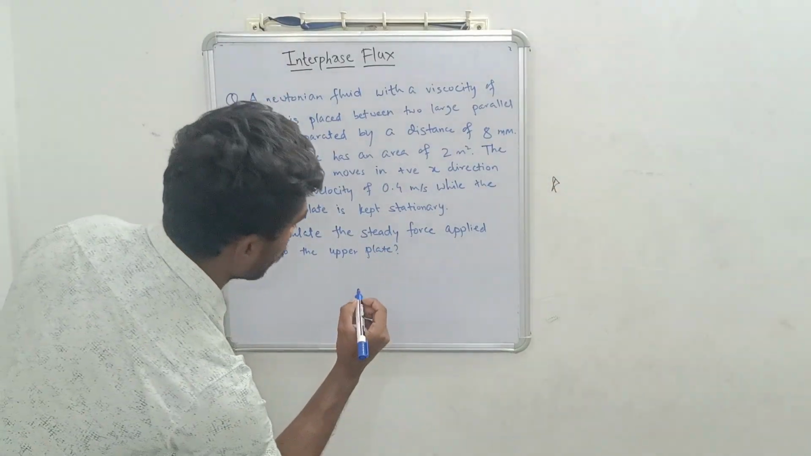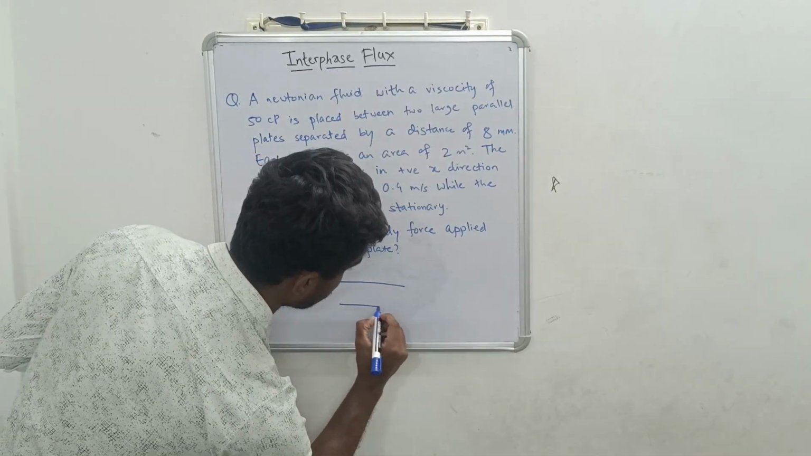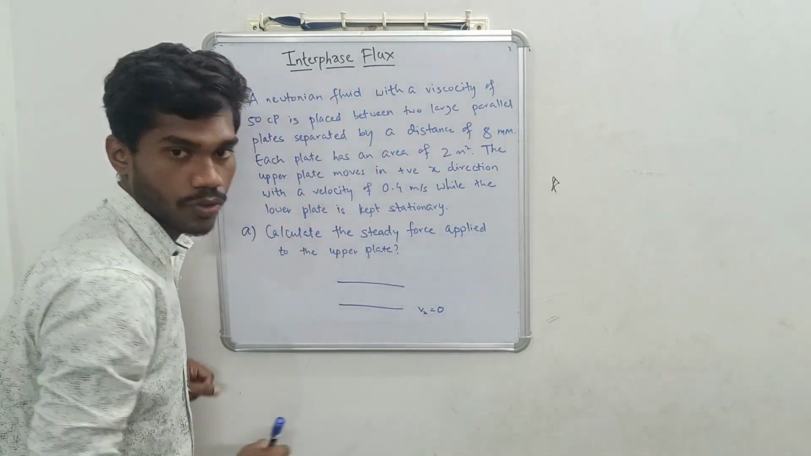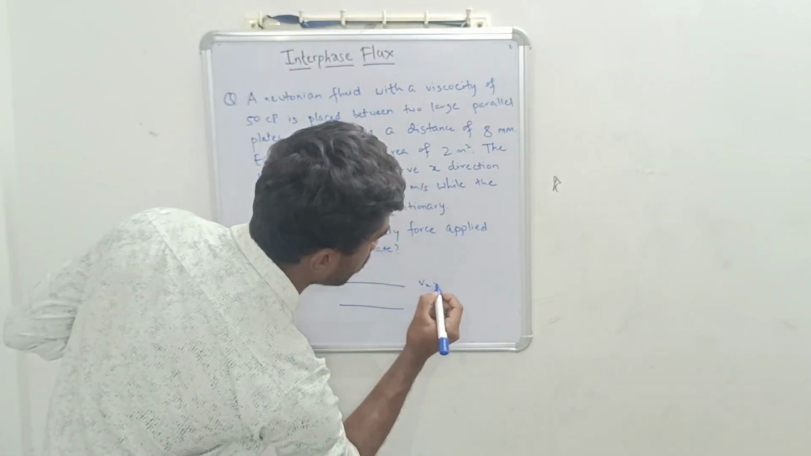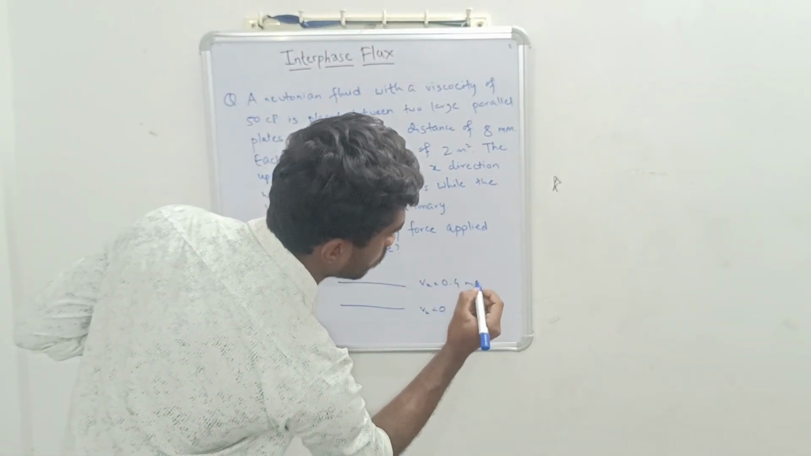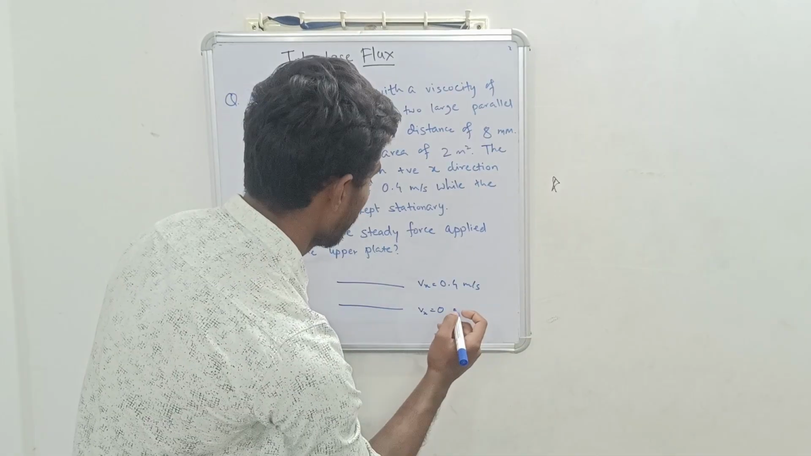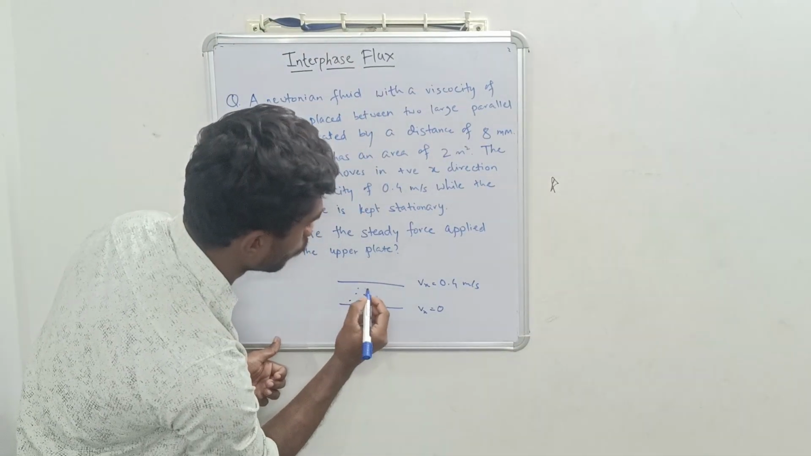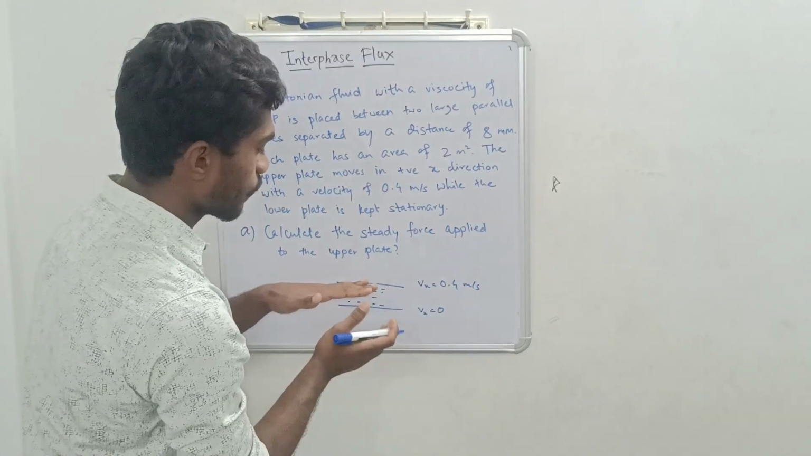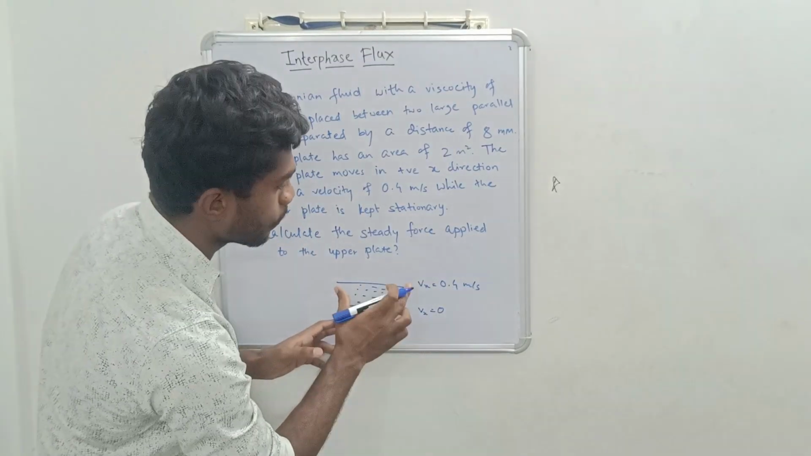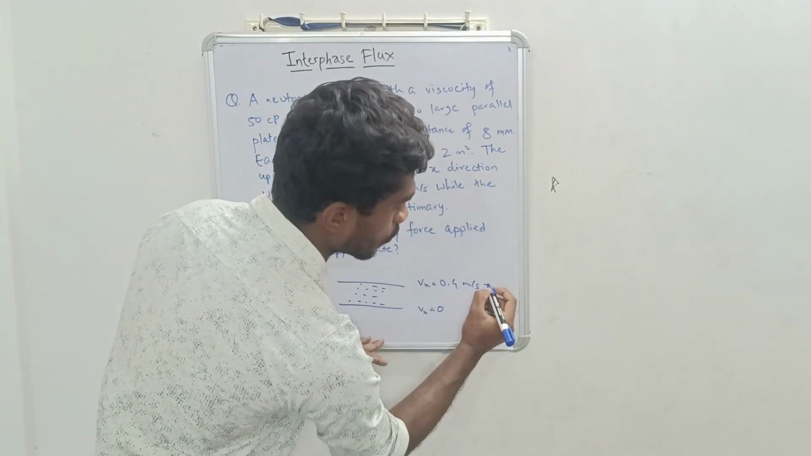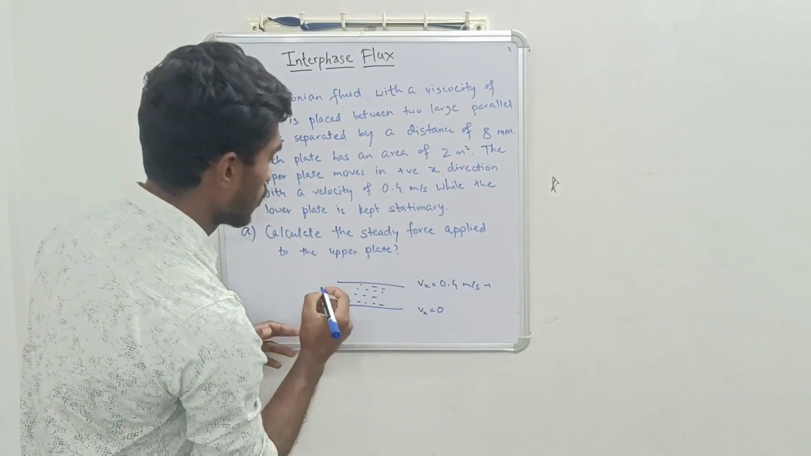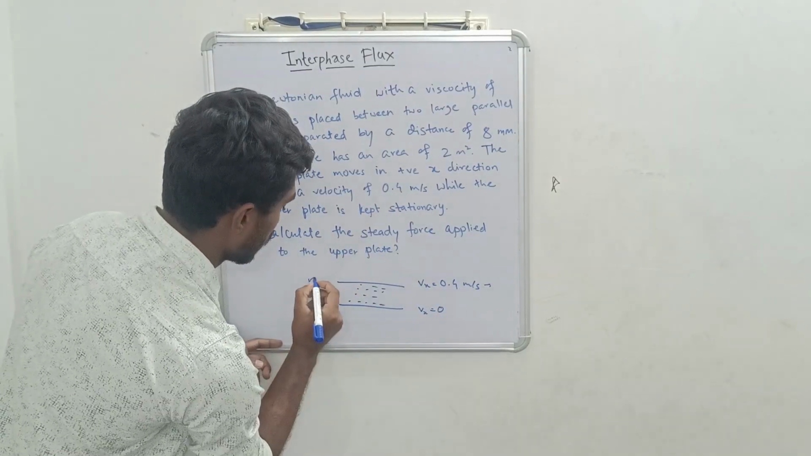So we have two plates. The lower plate is moving with velocity equal to 0 and the upper plate is moving with velocity equal to 0.4 meter per second. We have a fluid which is viscous. So our fluid is resisting the flow of the upper plate, but still it is moving with a constant velocity. So it needs a push or a force. So we have to calculate that force, F.